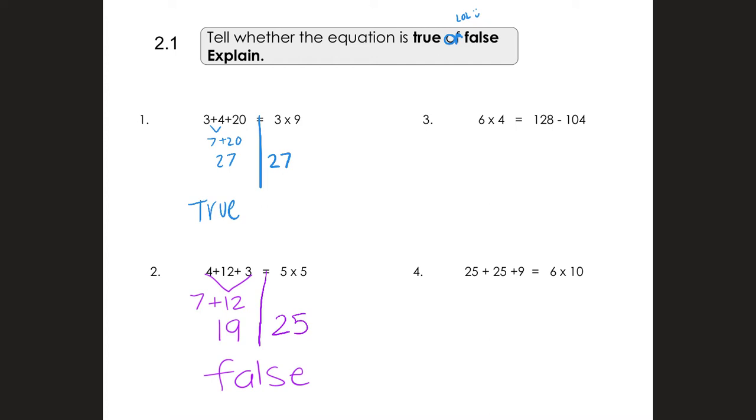So my answer is false. And it's false because if I want to explain it, I would say 19 is not the same as 25. They are not the same number. It does not equal the same thing, etc. Moving on to number 3.